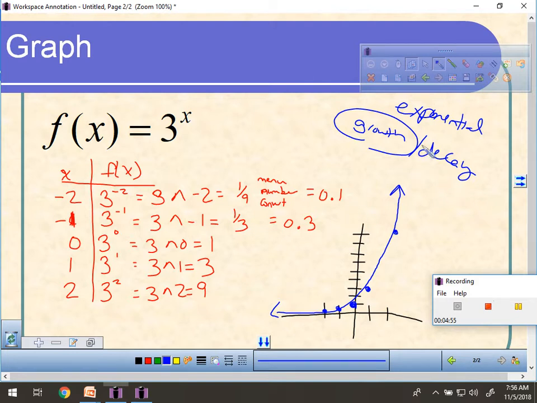So growth is going up and decay is going down. But that's as difficult as it gets. What changes is what functions I give you. That's where the difference comes into play. So that's it for this example.